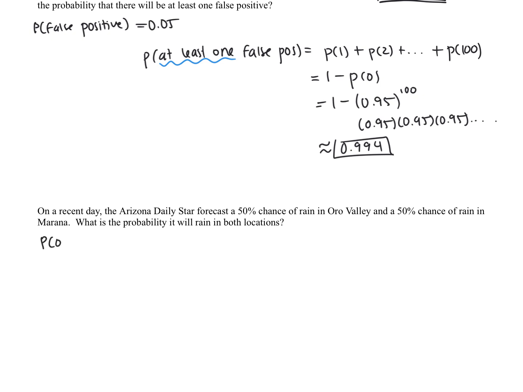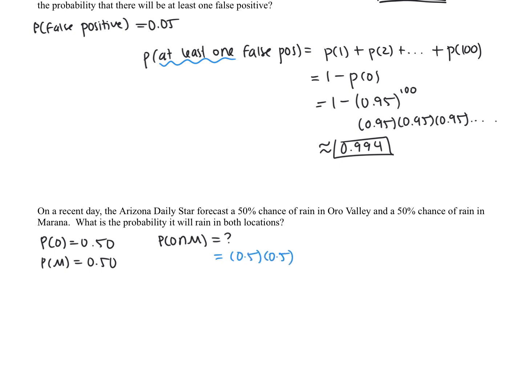Okay, probability that it's going to rain in Oro Valley is 0.5. Probability that it's going to rain in Marana is also 0.5. Probability that it's going to rain in both. So remember that symbol in the middle is and. What a lot of people want to do is they want to say, well, I'm just going to take those 2 0.5s and multiply them.